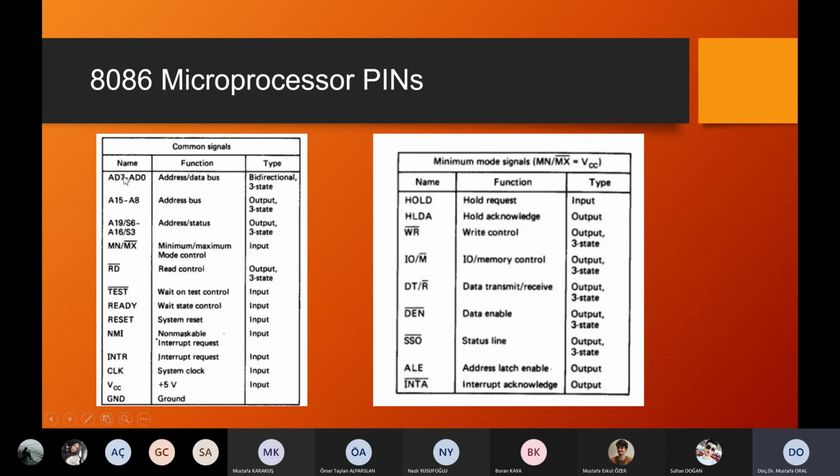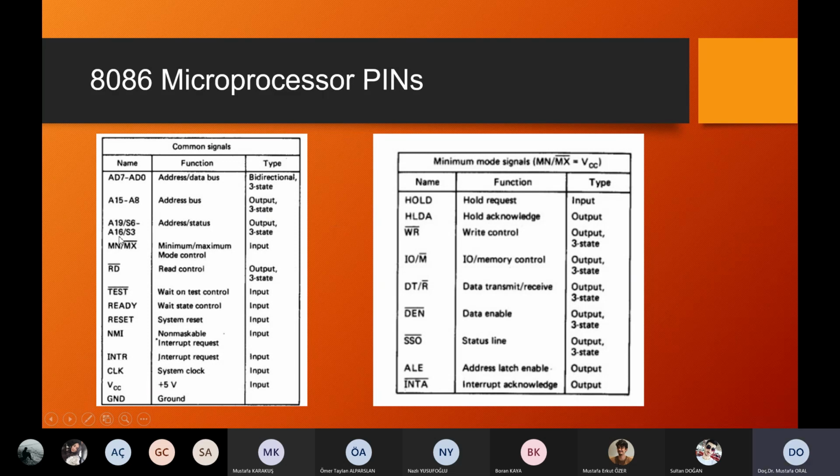AD0 till AD15 is the address data bus, multiplexed together. Since the data bus is connected to these pins, it is bidirectional. The data can flow in both directions. That's why these lines from AD0 till AD15 have to be bidirectional. Forget about this line, okay?